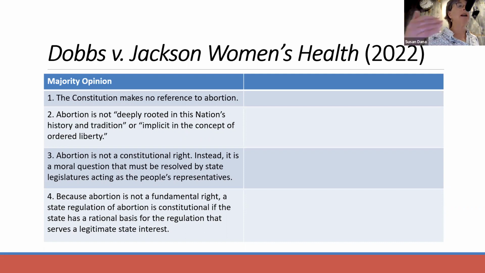So the basic outline here, again, of the majority is the Constitution doesn't say anything about abortion. Or the right of privacy, although in a minute we'll get there's some disagreement about what the Constitution says about the right of privacy. Abortion is not deeply rooted in this nation's history and tradition, or implicit in the concept of ordered liberty. In other words, it's not a fundamental right. It's not one of those rights that Roe versus Wade referred to as the ones that are protected by this zone of privacy.